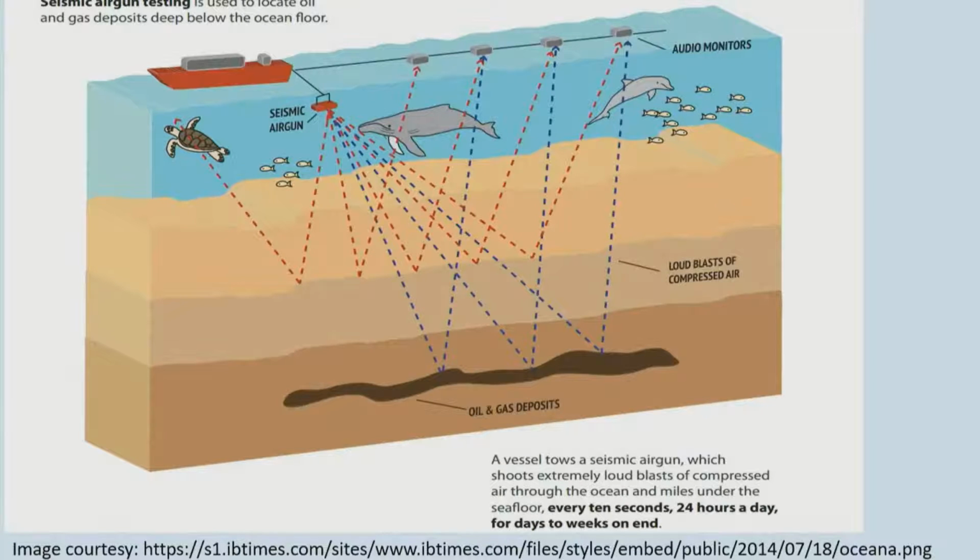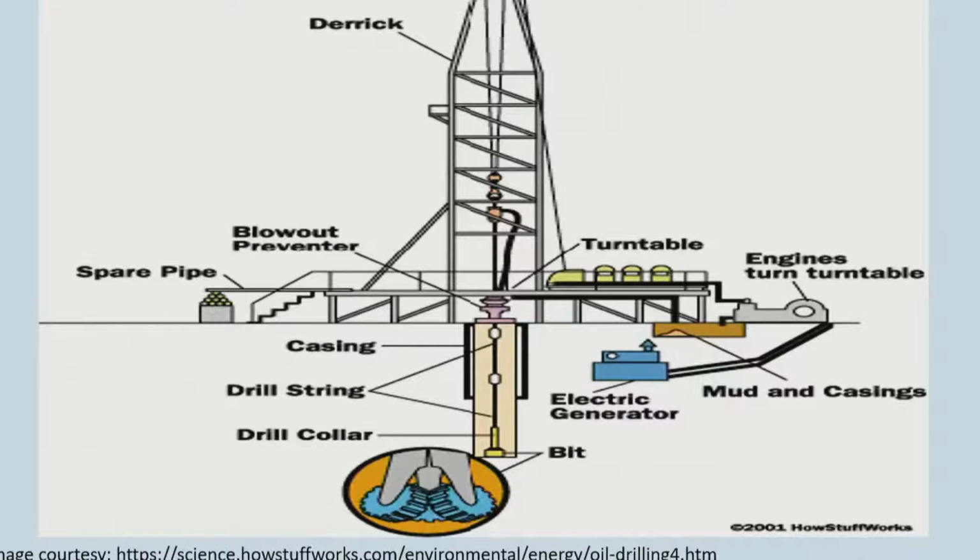So there are a variety of methods by which the presence of crude oil is detected, and this particular image gives you an idea of one of the techniques that's used. And once the crude oil location is detected, it's determined whether it's economical enough to go ahead and mine the oil from that location.